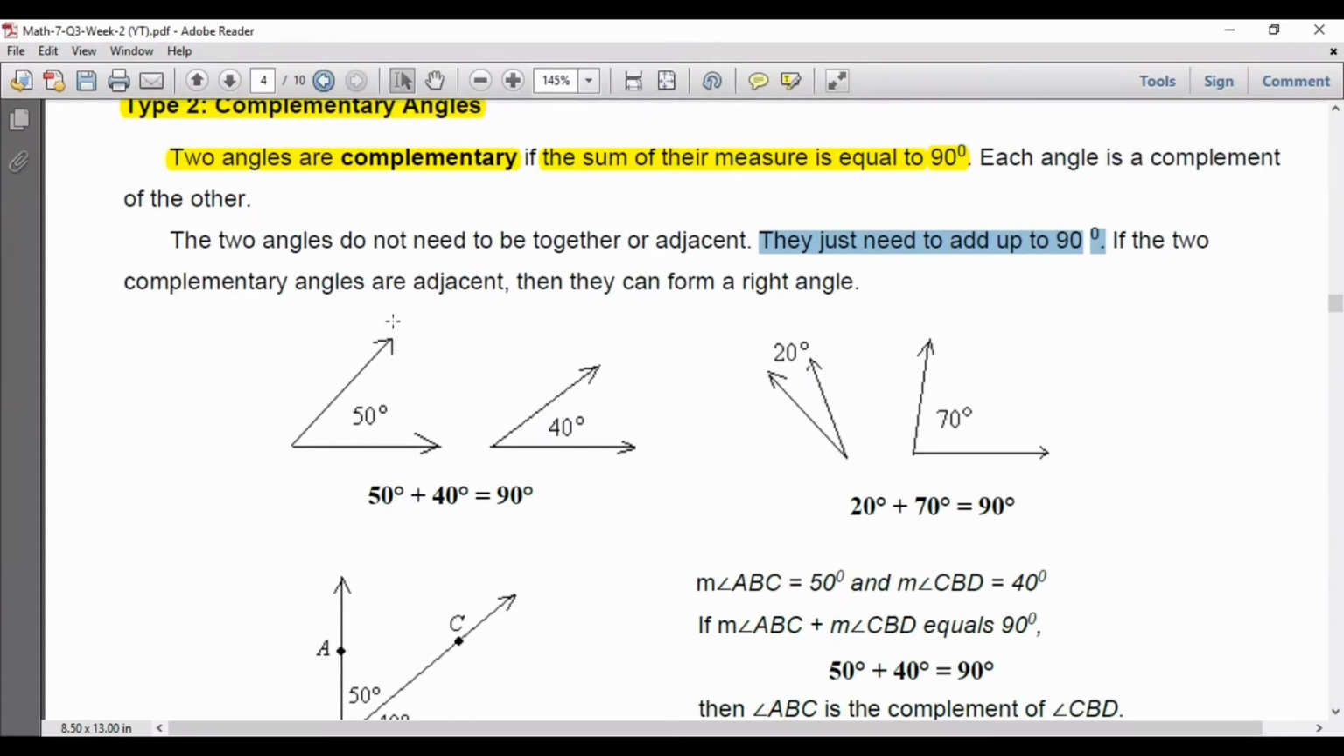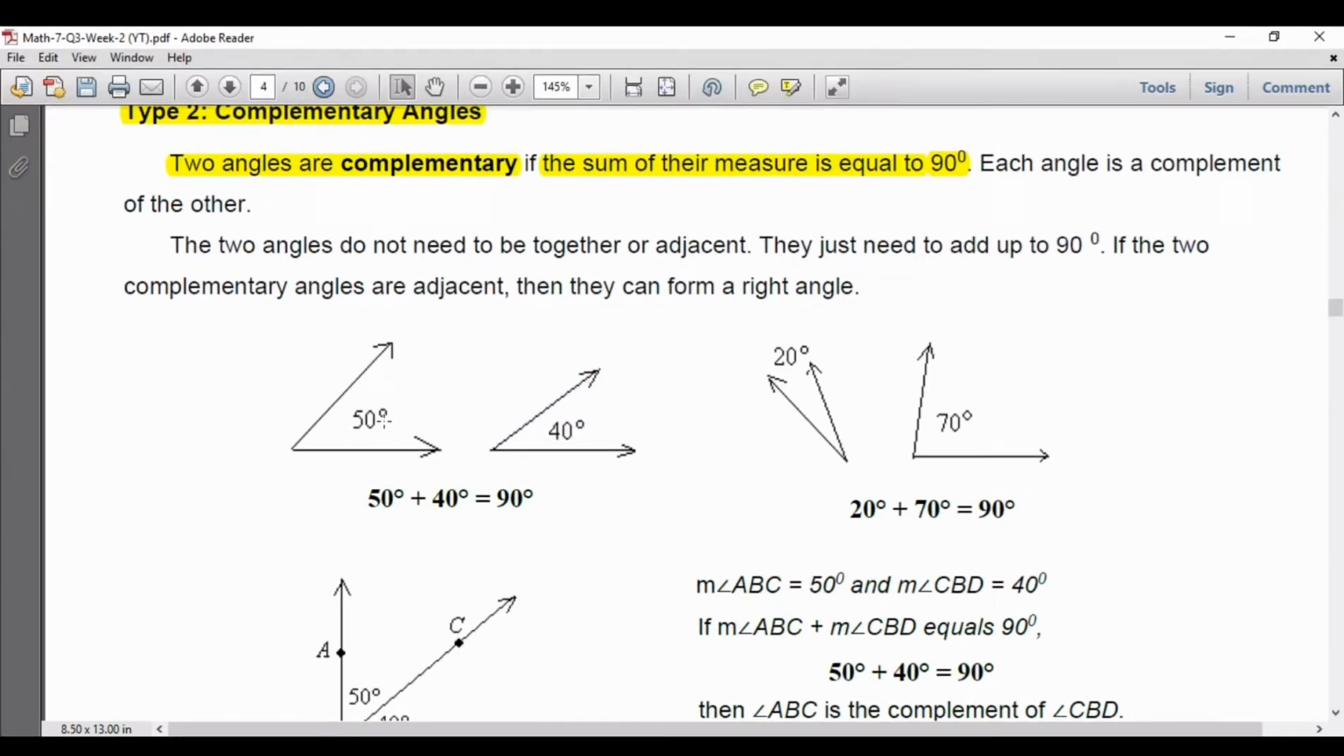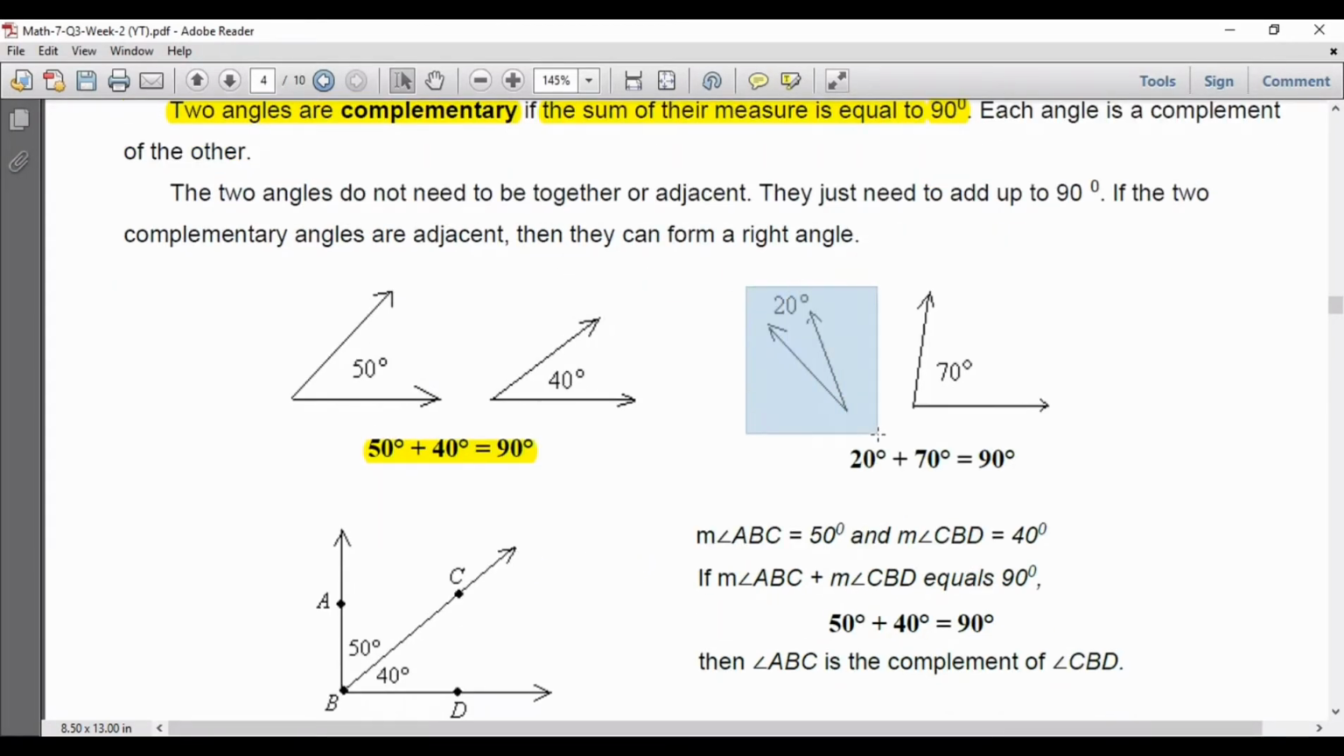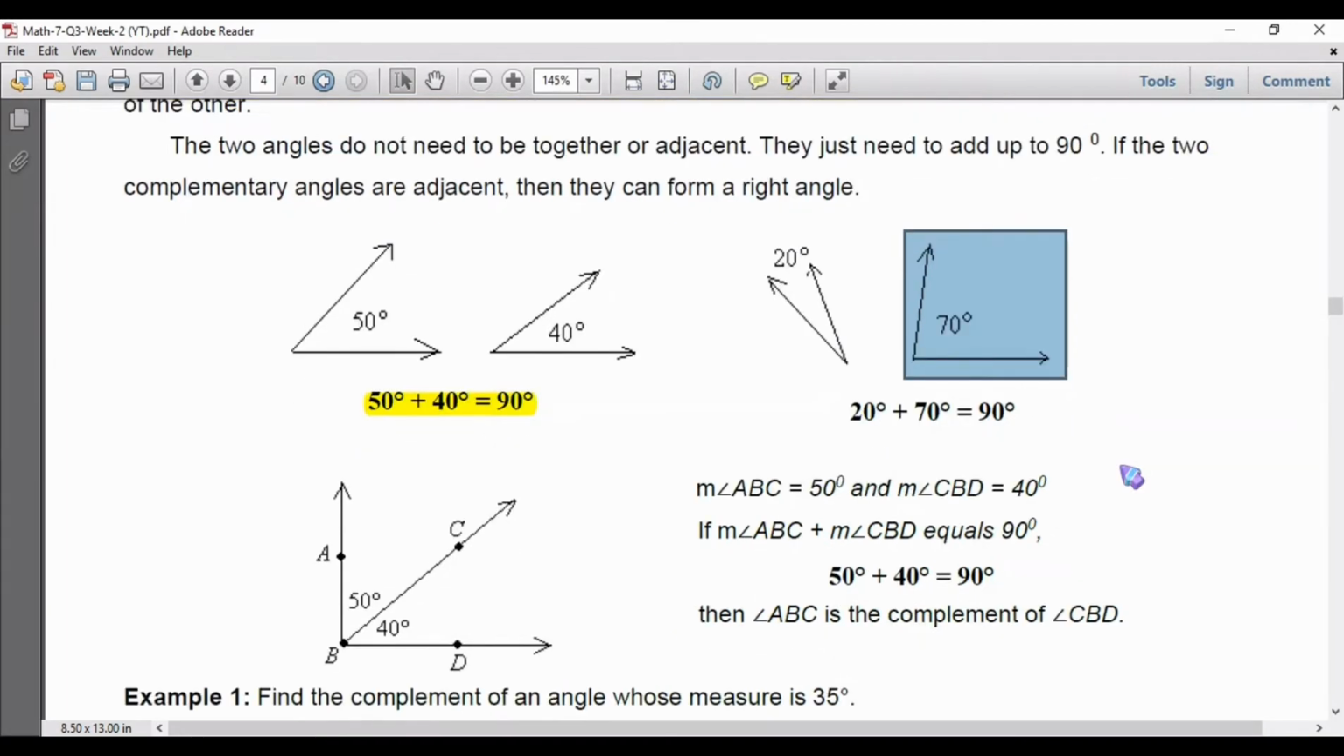The first angle measures 50 degrees. The other angle measures 40 degrees. Once we add the measurements of 50 and 40, the result is equal to 90 degrees. So, the question: are they complementary angles? Yes, because the sum of the first and the second angle is equal to 90 degrees. How about this one? The first angle is 20 degrees, the second angle is 70 degrees, then the sum of their measurements is 90, therefore, they are complementary angles.